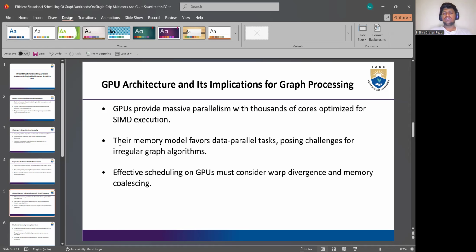For efficient scheduling on GPUs, we must consider warp divergence and memory coalescing. To have them work efficiently on GPUs, we must consider these two: memory coalescing and warp divergence.